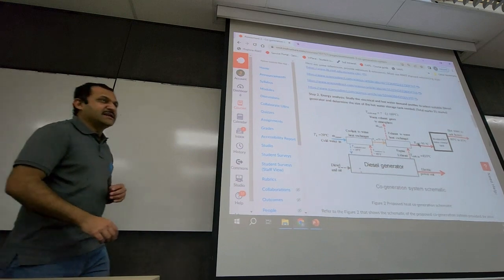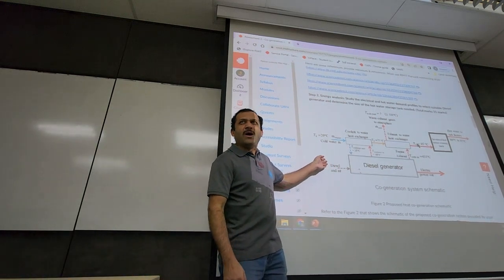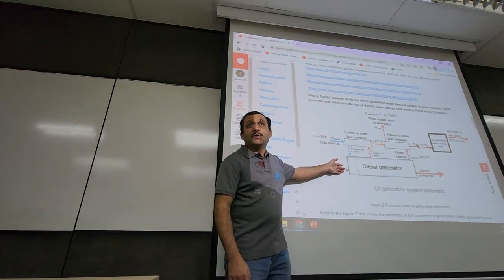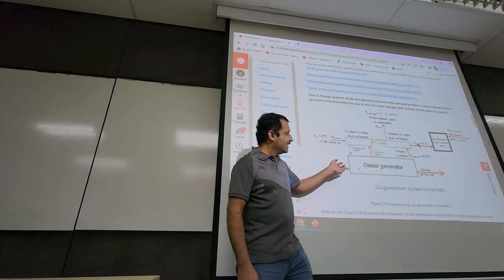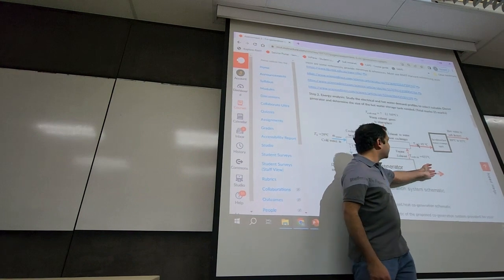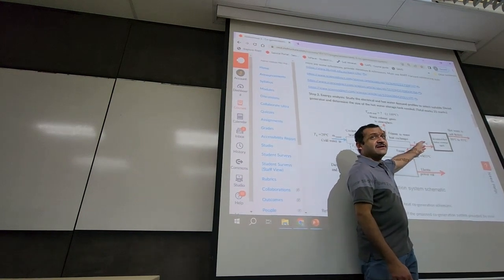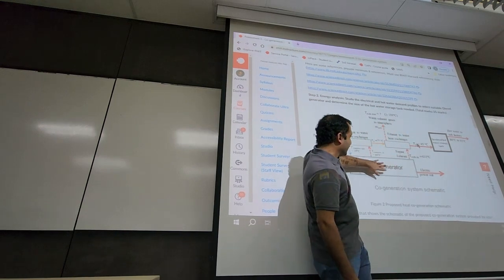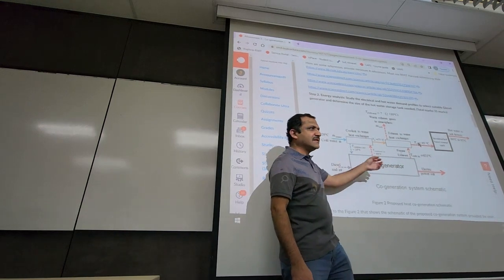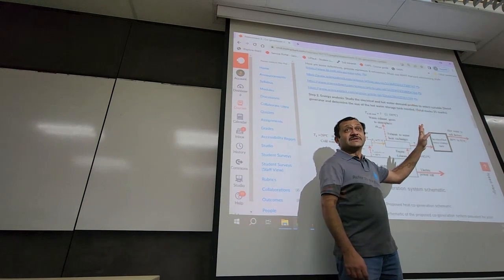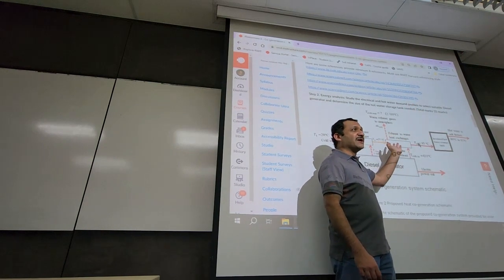So the whole idea is there's only one energy source that's going in, which is diesel. And what do we want from that diesel? We want electrical output, but we also want thermal output. Normally in the industry, that part is not there. It's only diesel generator. So you supply diesel, you get electricity. Industry doesn't care, most of the times, about the waste heat that is going out.